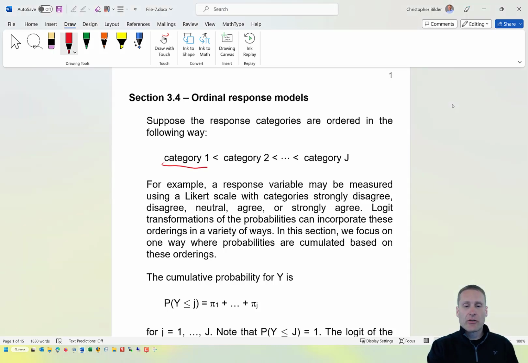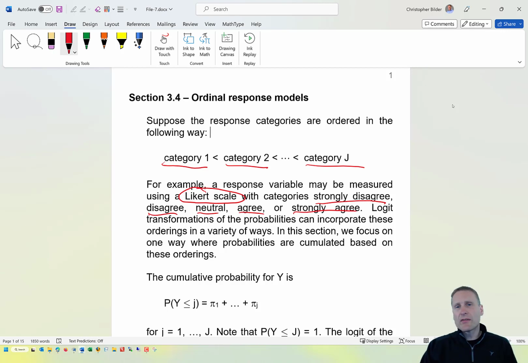So that, let's say, category 1 is less than category 2 is less than all the way up to category capital J. This can happen, for example, when one has a Likert scale as a unit of measurement for your response variable, where you might have, let's say, categories strongly disagree, disagree, neutral, agree, and strongly agree. Now, when one does have ordered categories, one wants to, of course, take that into account. And that can lead to a better data analysis. You can maybe make stronger conclusions about your results than if you did not.